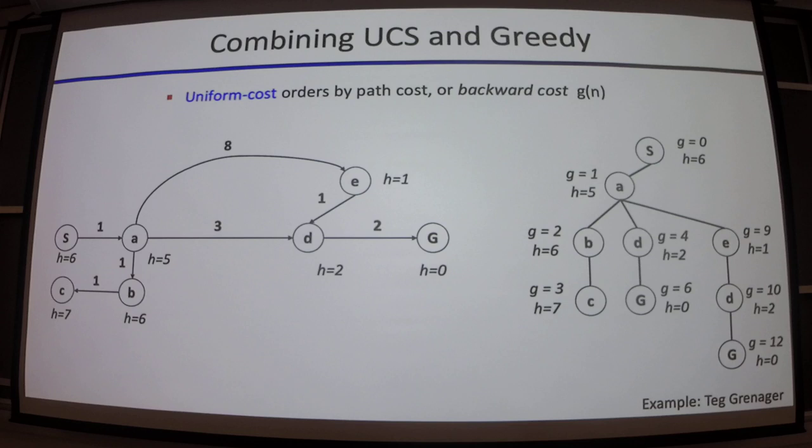If we start at S, how is uniform cost going to work? We push S onto our fringe, we pop S off our fringe, and we add its children to the fringe, that's A. Then we pop A, and we add A's children to the fringe, that's B and E. B has a key value of 2, and E has a key value of 9. So what gets popped next?